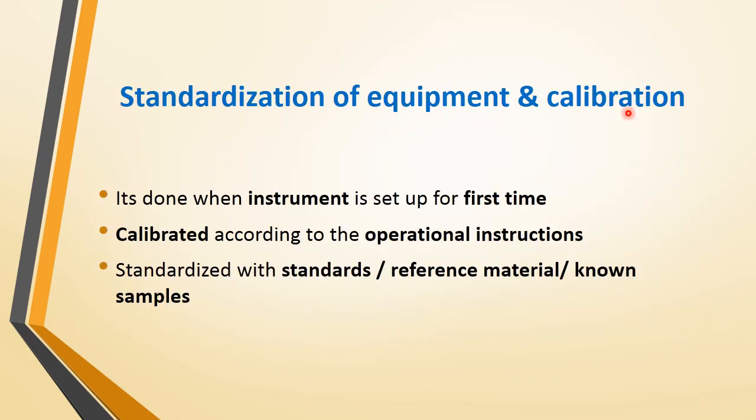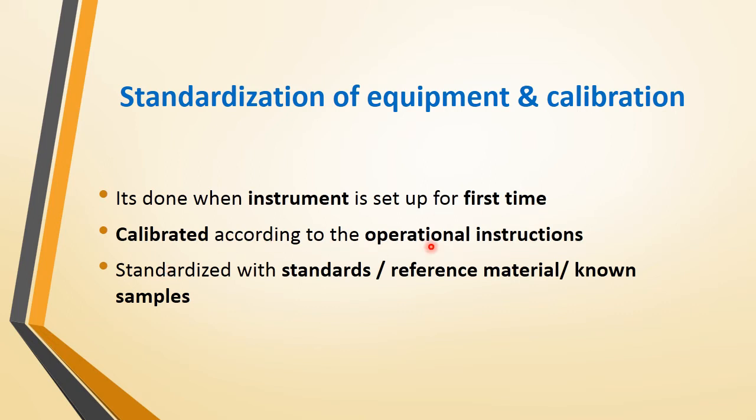Standardization of equipment and calibration, that is, we are checking for the accuracy of the instrument. This is done at the first time of the installation of the instrument. After assembling all the parts of the instrument, we check whether it is working fine or not, so that it is going to give the required reports. That is the calibration which has to be done at the first time of installation.